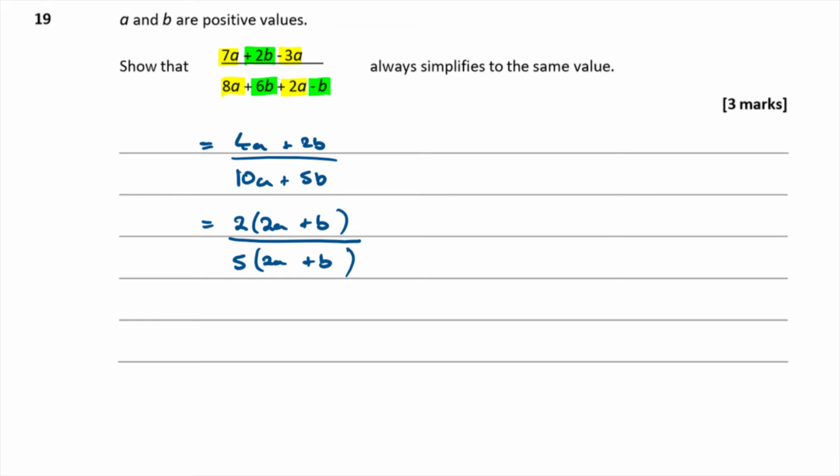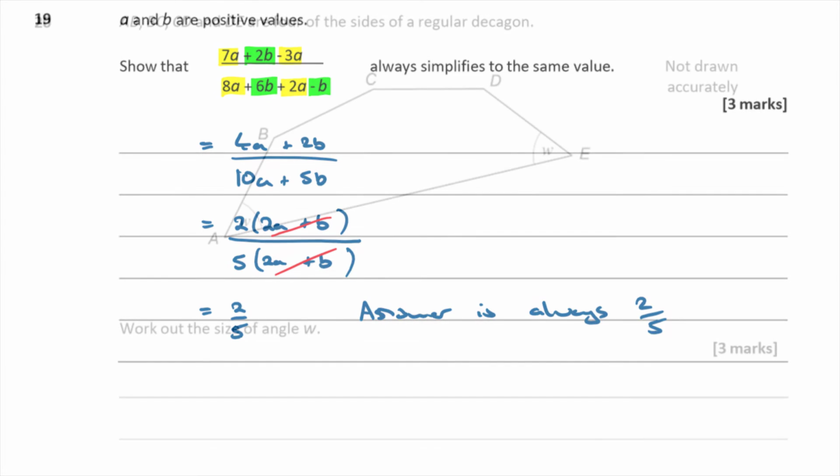And look, lo and behold, I've got 2 lots of 2a plus b over 5 lots of 2a plus b. So these two things are the same, so they cancel, and that just leaves me with 2/5. Now, can you see there are no a's and b's left in the answer? So that means it doesn't matter what the value of a and b are, because the answer is always going to be 2/5. If you change the value of a, you're not going to change the answer, it's still going to be 2/5. So the answer is always 2/5.